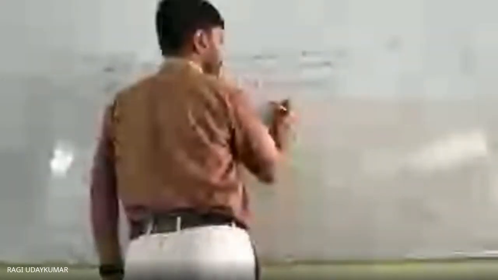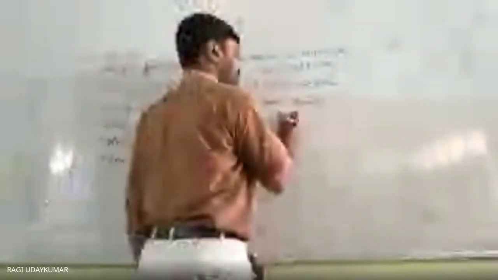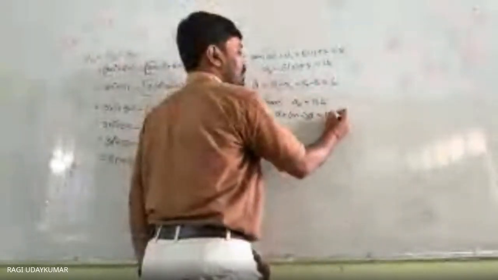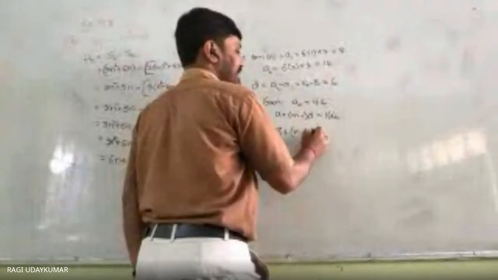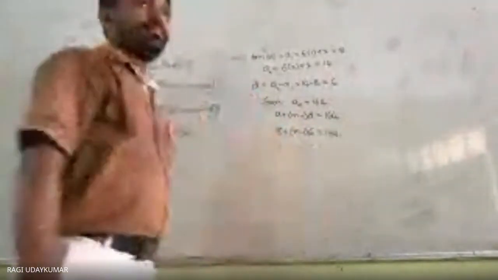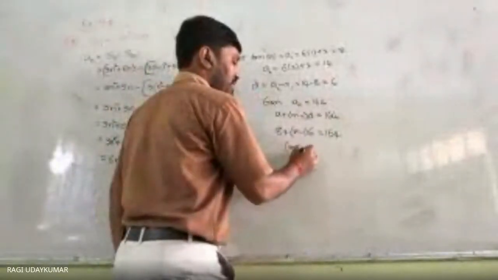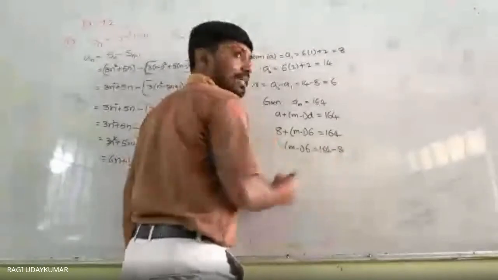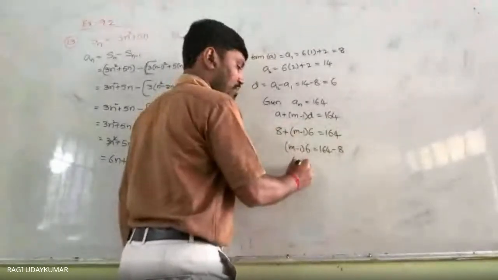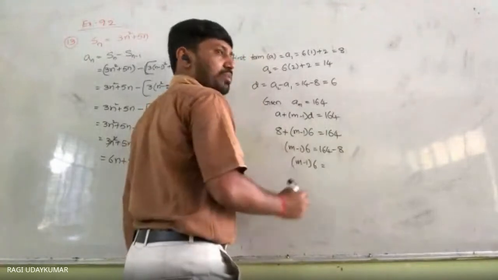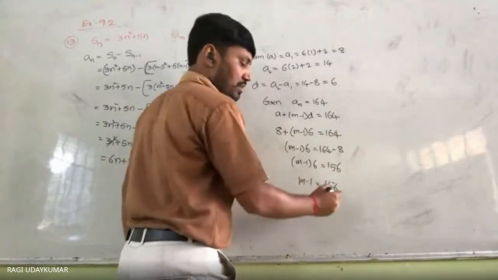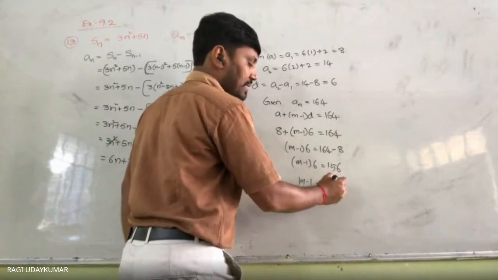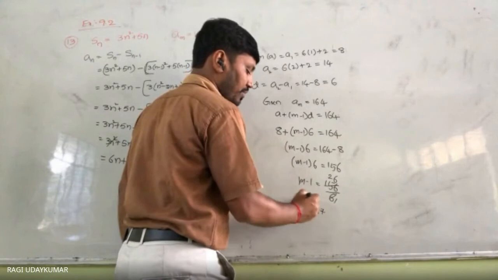So given Am is equal to 164. What is the Am value? a plus (m minus 1) into d is equal to 164. a is the first term, that is 8, plus (m minus 1) into 6 is equal to 164. So (m minus 1) into 6 is equal to 164 minus 8, which is 156. So m minus 1 is equal to 156 by 6, which is 26. So m is equal to 27.